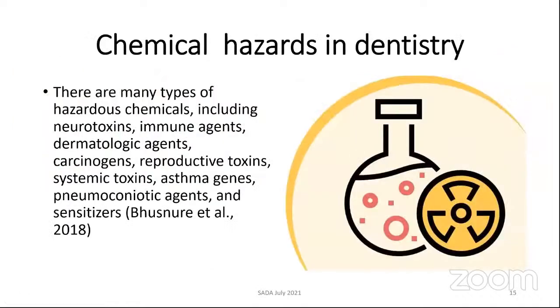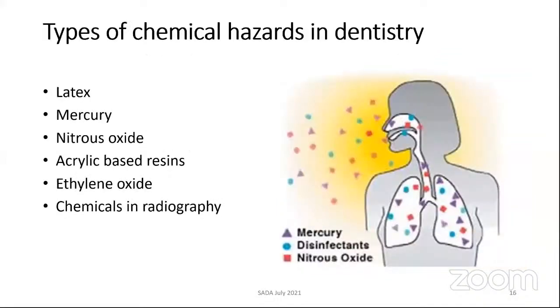Now, besides the biological hazards, we also have chemical hazards in our workplace. And exposure to chemicals in the workplace can cause acute and long-term detrimental health effects, according to Bunchner et al. The types of chemical hazards in dentistry: gloves containing latex may cause allergic reactions, but dental materials, detergents, lubricating oils, solvents, X-ray processing chemicals also can lead to allergic reactions. So you need to work with these with gloves on. Latex, mercury, nitrous oxide, acrylic resins, ethylene oxides are also considered.